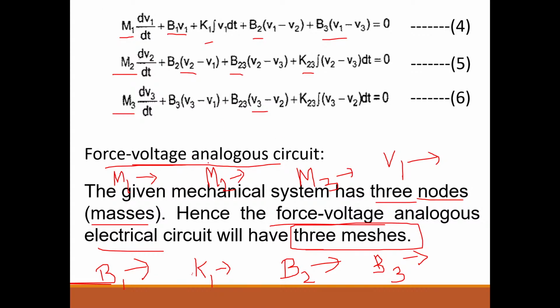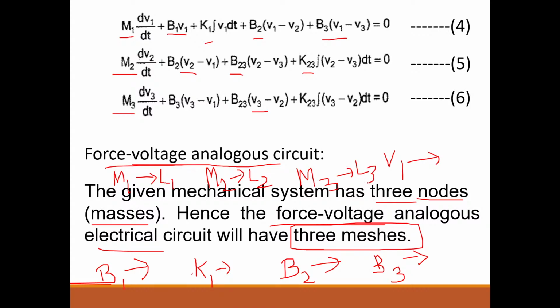After putting the arrow mark and leaving it, now let us get back to M1. What is the electrical analogous of M1? You might already know the force voltage analogy and its analogous elements. If you know them, you can easily write it. L is analogous to M. So M1 you can replace with L1. Instead of M2, what should you write? L2. Instead of M3, you must write L3.